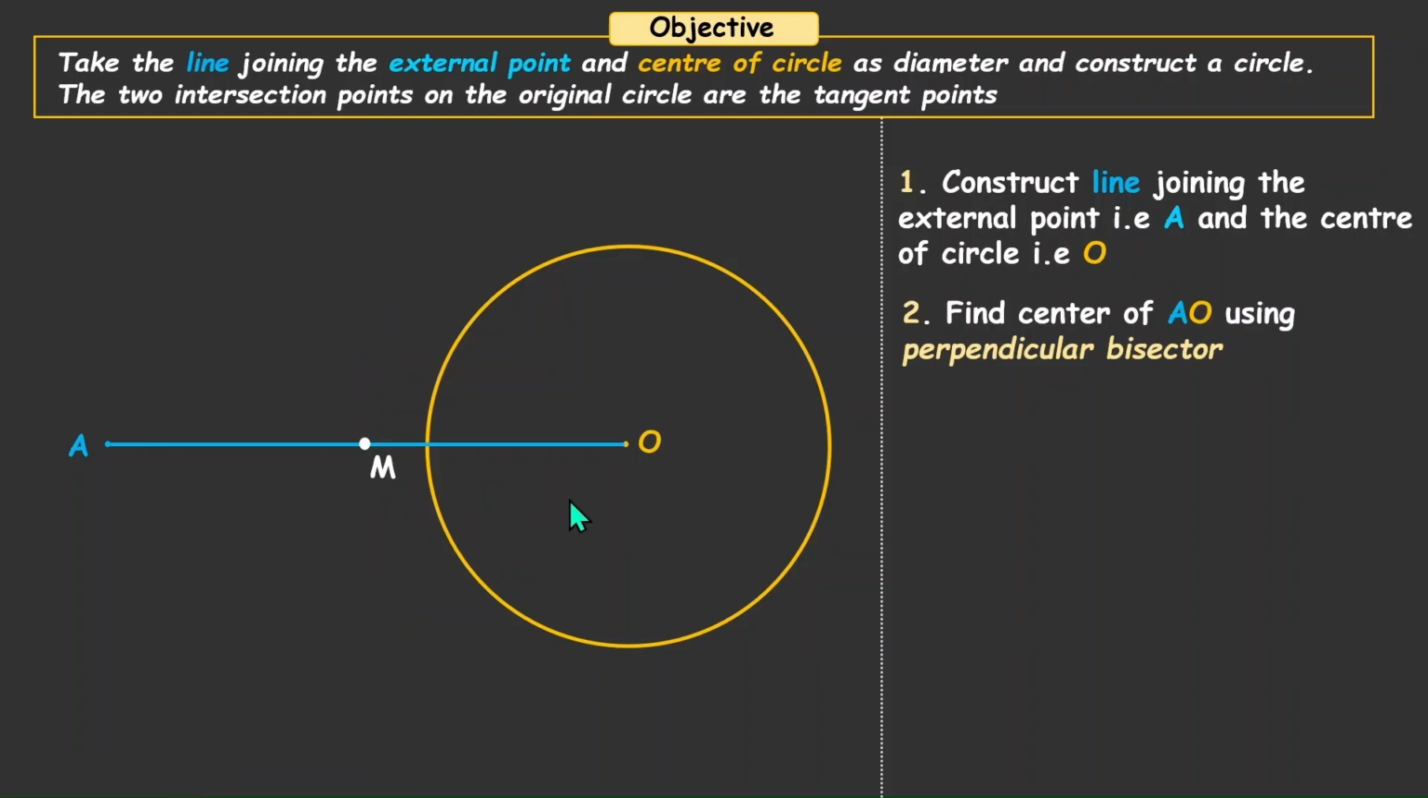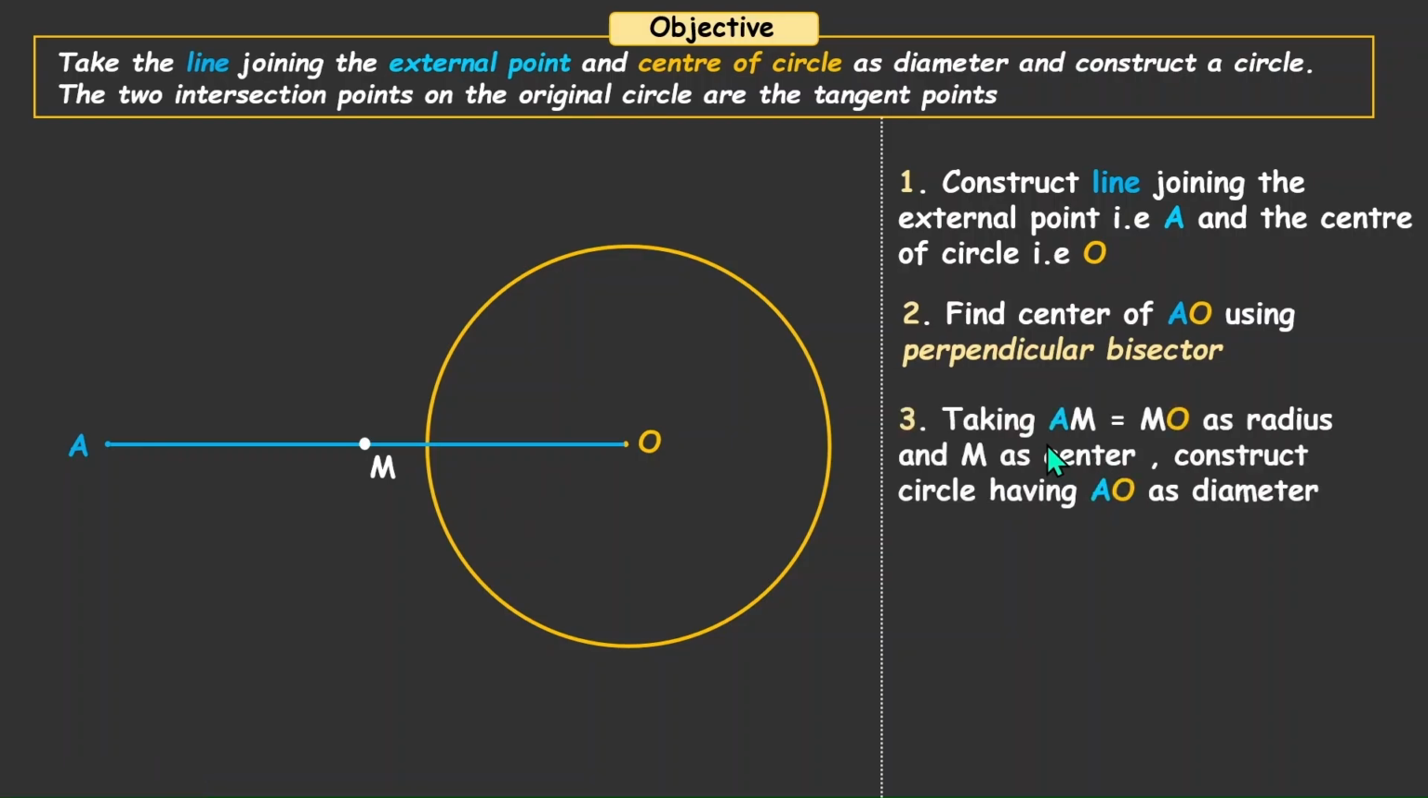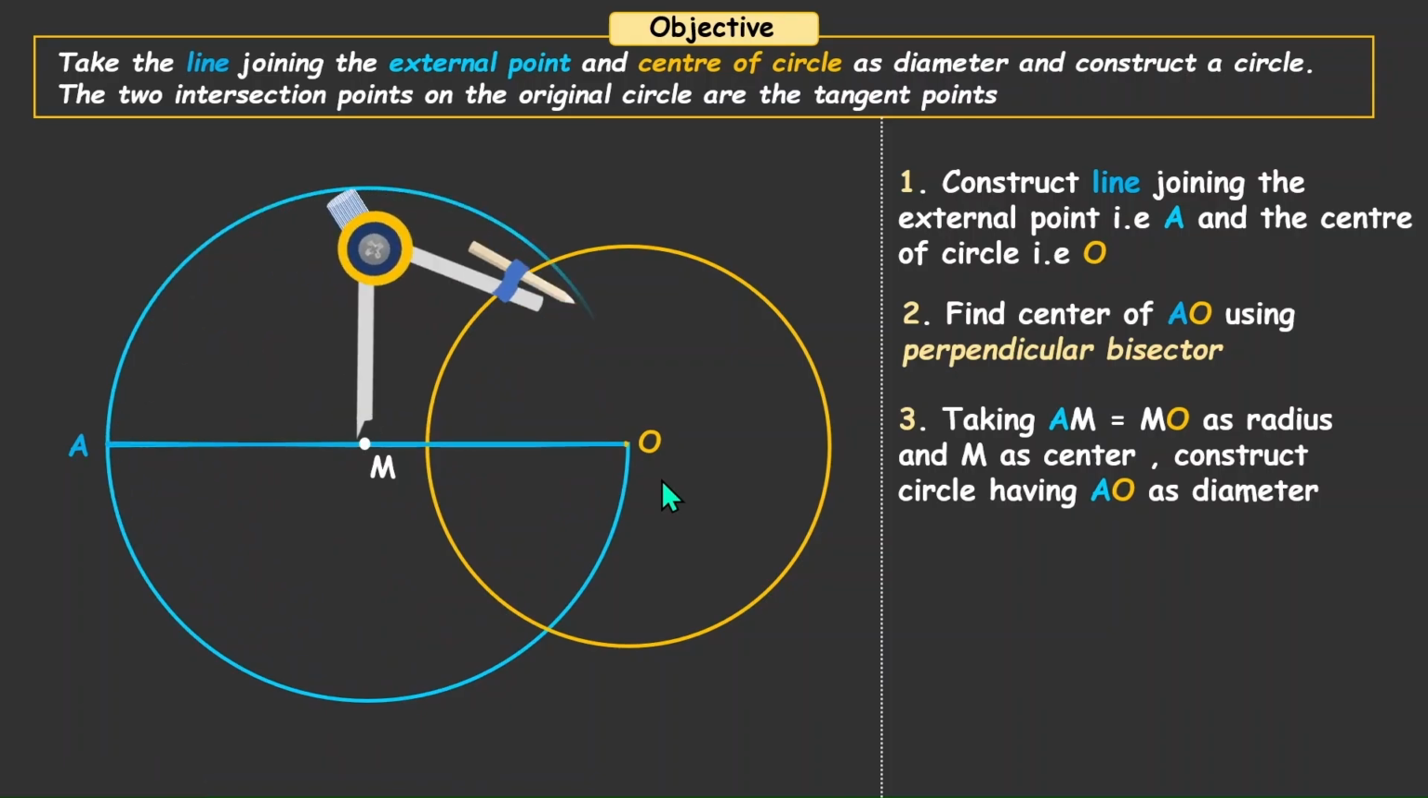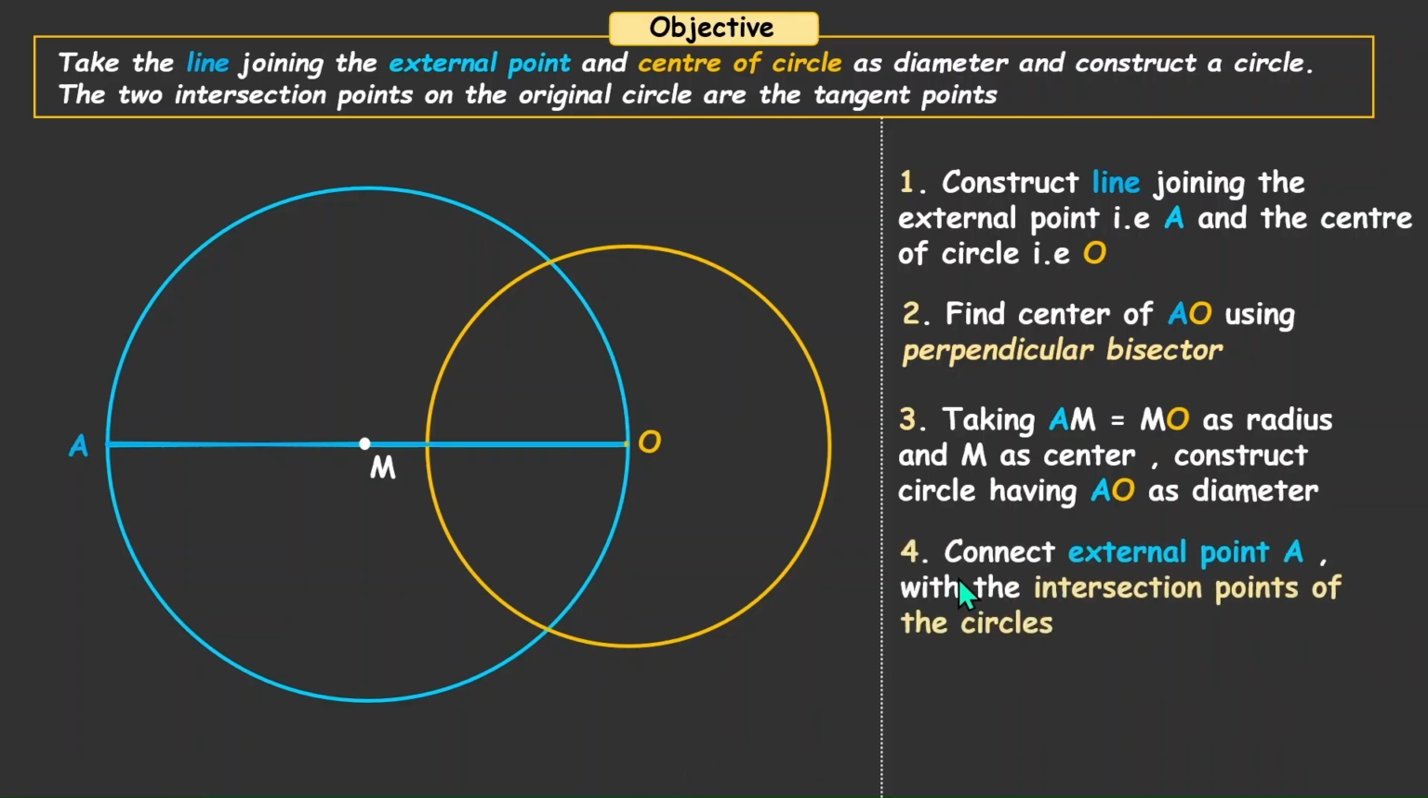So now we have the center of the circle. We also have the radius of the circle. All we need to do is construct it. So our third step is taking AM equal to MO as radius and M as center, construct the circle having AO as diameter. We'll take our compass out again, fix it to this length, which is the radius, and construct our circle. So our circle is constructed, and as you can see, this cuts our original circle at 2 points, which are going to be the points of contact for our tangents.